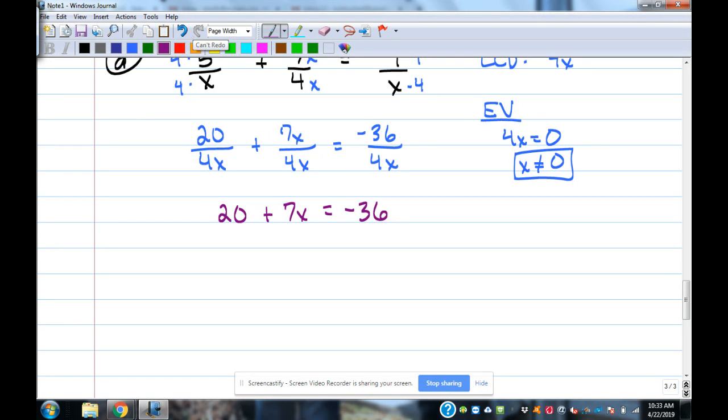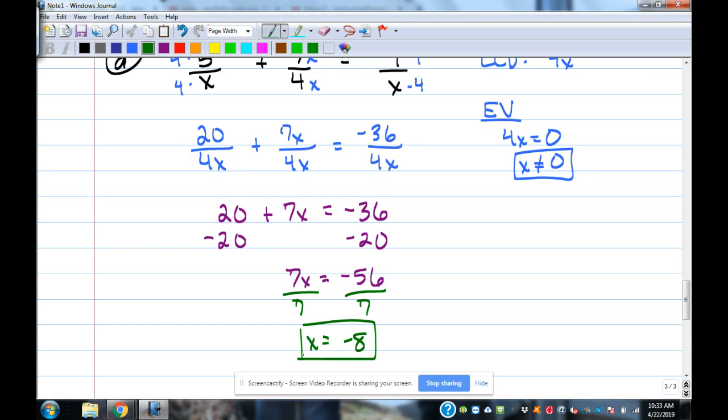Do I need to get this one equal to 0? No, there's not an exponent on that x that's bigger than 1. It's technically a 1 exponent, but you don't need to get it equal to 0. Just get x by itself. So real simple math here. 7x is equal to negative 56. That works out nice. X is negative 8. And it doesn't match my excluded value, so I'm going to keep it. So my answer is x equals negative 8. Not incredibly difficult there. Pretty easy one to start off with.